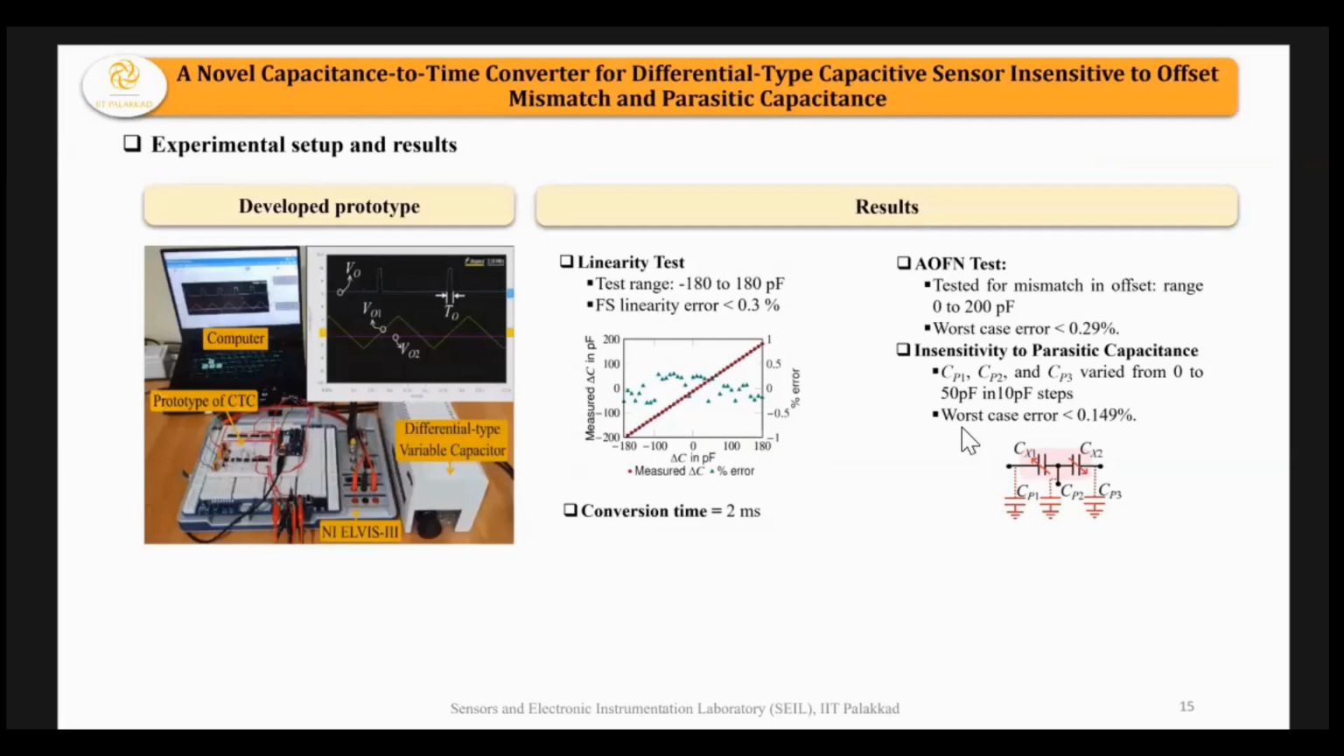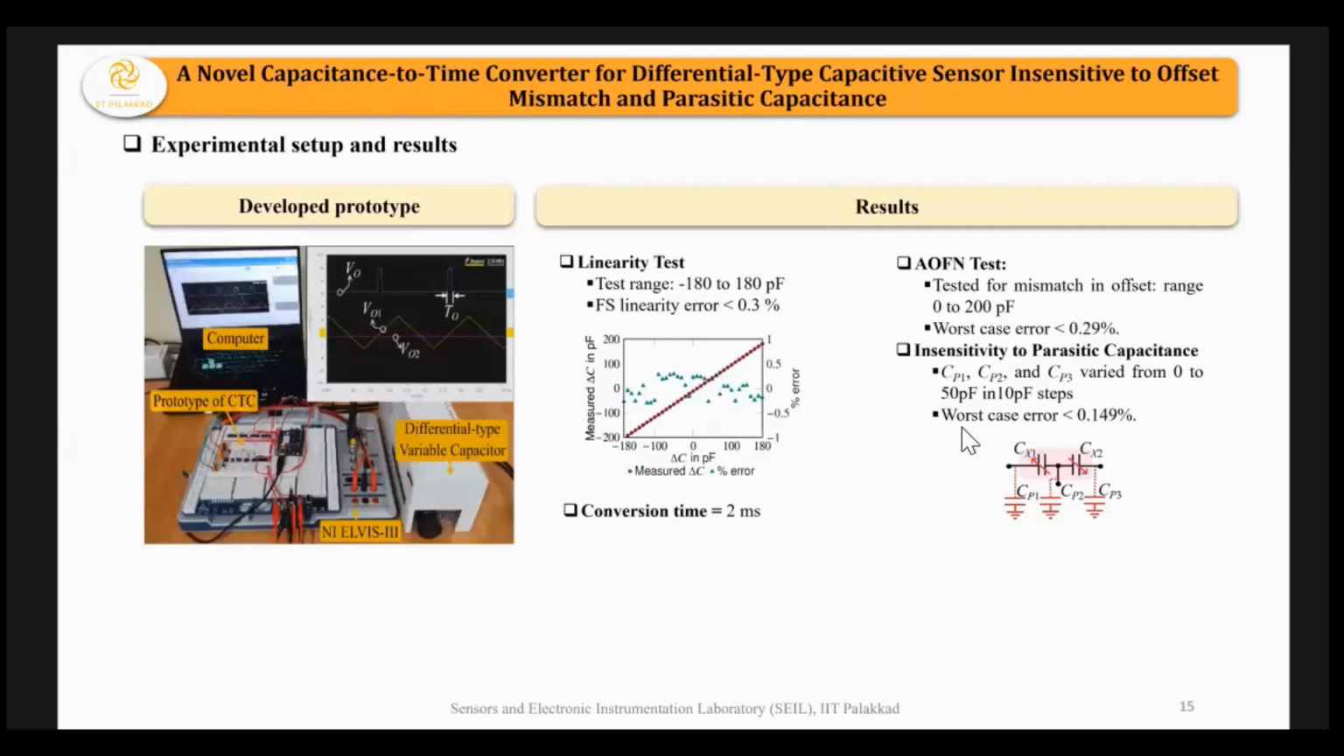In order to check the efficacy of the AOFN process, we varied the mismatch between the offset capacitances from 0 to 200 picofarad. It's a huge mismatch, and even with that mismatch, we got a worst case error of less than 0.29%. So it is much more efficient compared to the existing architecture. The insensitivity to parasitic capacitance was also tested, and we got a worst case error much less than 0.149%.